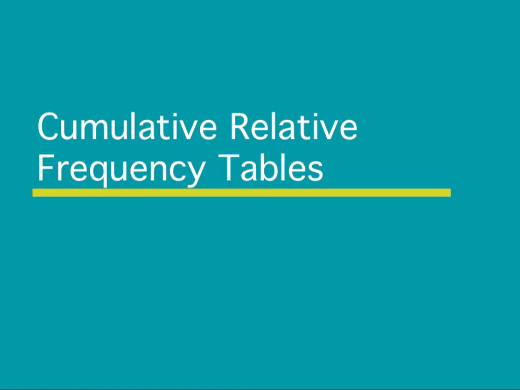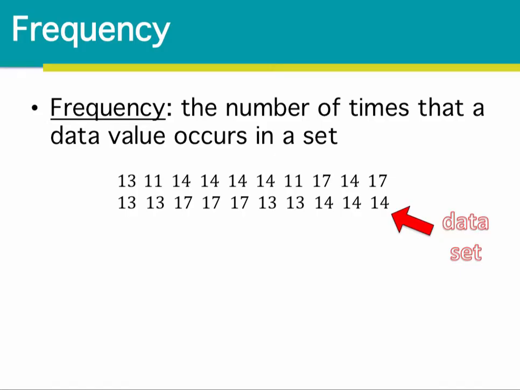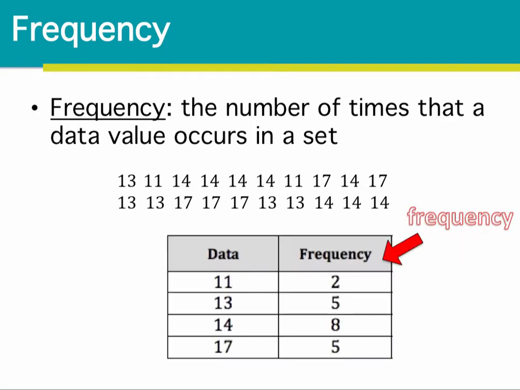Cumulative relative frequency tables. Let's start with frequency and work our way up to this very big term. Frequency is the number of times a data value occurs in a set. So here's a set of data, and frequency is usually charted in a frequency table.